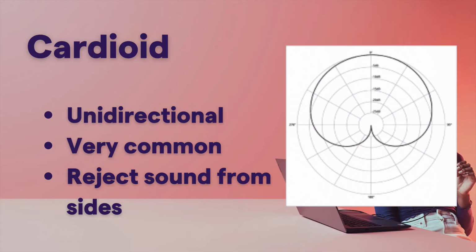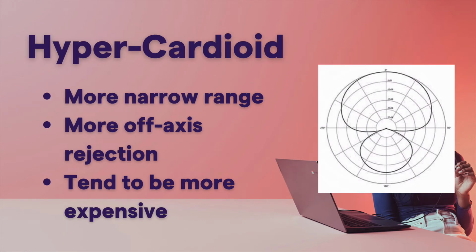So the cardioid is maybe the most common. It's unidirectional, meaning it points in a certain direction, and it rejects sounds from the sides and from the back especially. So this is great if you want to point a microphone at a particular instrument, but not pick up other instruments in the room or on the stage. A hypercardioid is even more like this.